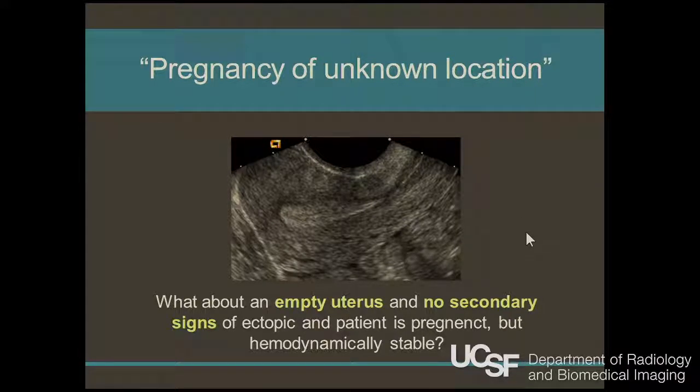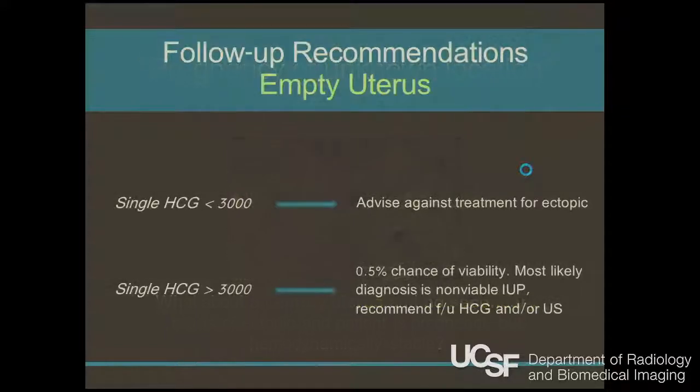But that brings us into the other part of the guidelines, which is what we have termed a pregnancy of unknown location. So let's see, you see an empty uterus, you don't see an echogenic adnexal ring, you don't see free fluid. What do you do? They're hemodynamically stable. We used to just say ectopic pregnancy cannot be excluded. Now we call it a pregnancy of unknown location.